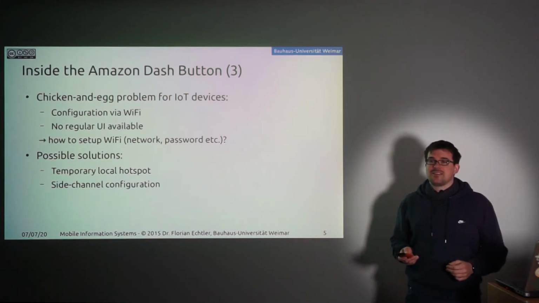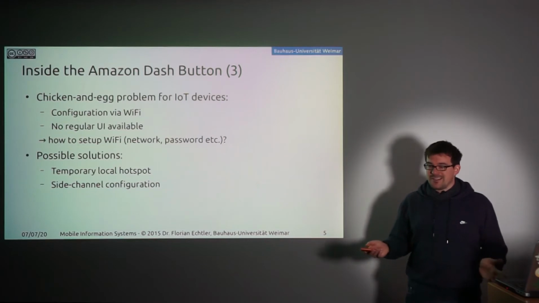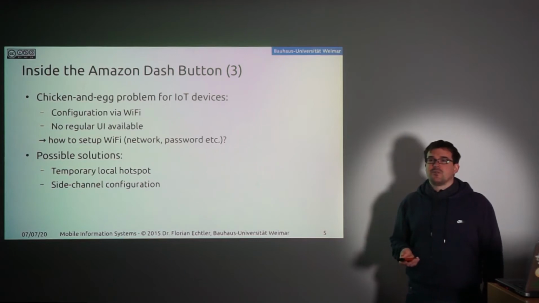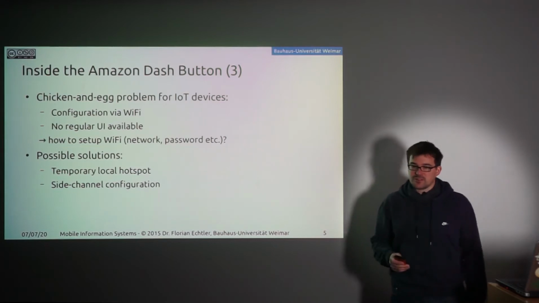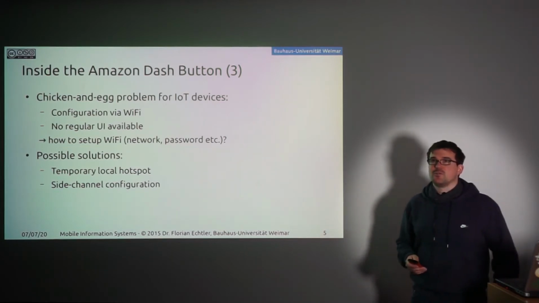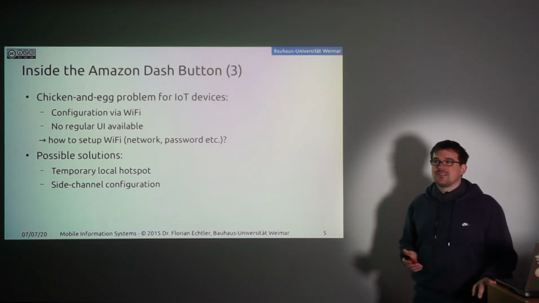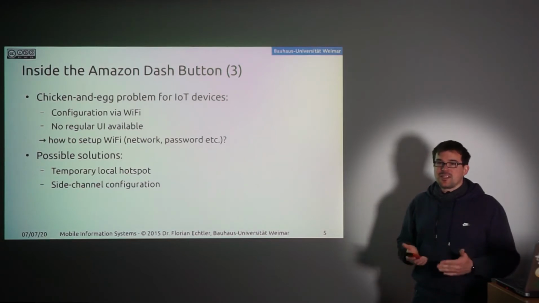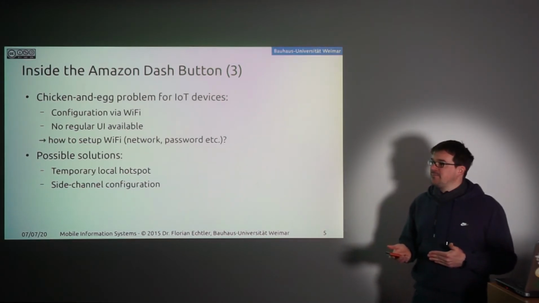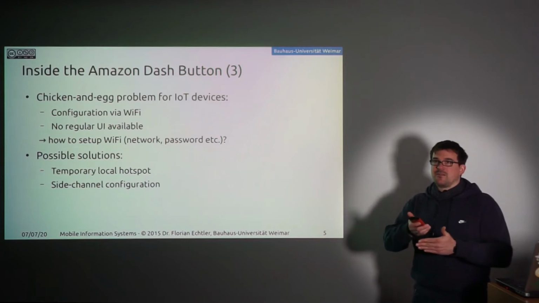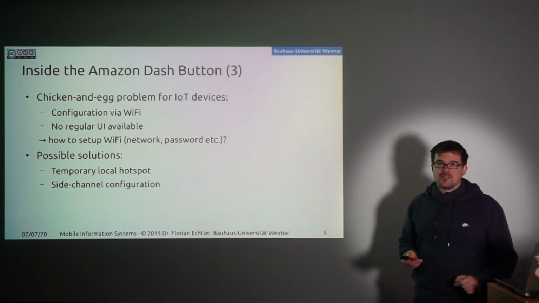A side channel can be anything that's not directly Wi-Fi itself, basically, and I think this might be a good opportunity for you to pause for a moment and think about what kind of side channel you could use here. Let's focus on the dash button for now, but this is of course a more widely applicable issue. So how do we actually get the Wi-Fi credentials into the device by using some kind of secondary communications channel?